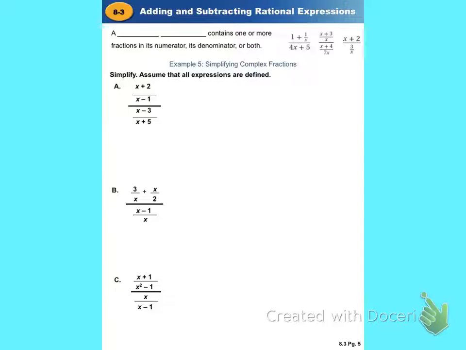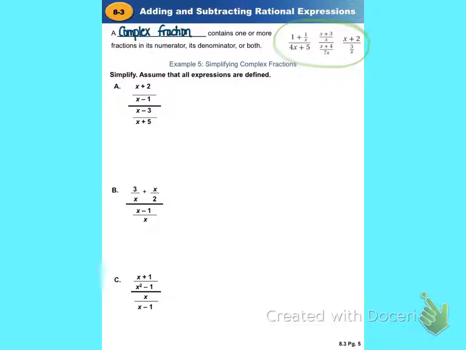So exactly what is a complex fraction? Well, you'll see a few of them here, and you'll see why we call them complex fractions. Those look pretty complex to me. But a complex fraction contains one or more fractions in its numerator, its denominator, or both. So we could have a fraction that has a fraction in the numerator and a fraction in the denominator. So we actually have a fraction that's divided by a fraction, which we actually have done. We did that in the prior lesson. We divided fractional rational expressions, or rational expressions, by rational expressions. So this is really something we've already done.